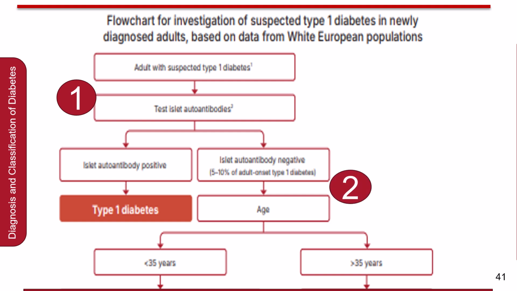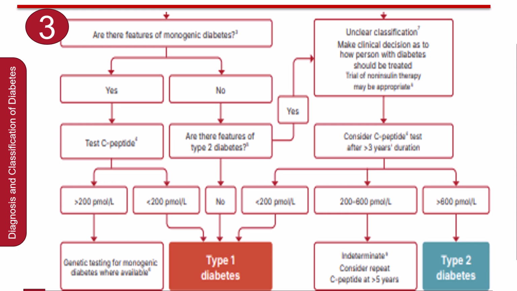Step 2. Consider age. If the individual is less than 35 years old, classify as type 1 diabetes. If the individual is older than 35 years, continue evaluation. Step 3. Evaluate for characteristics of monogenic diabetes. If monogenic diabetes characteristics are present, conduct genetic testing for monogenic diabetes where available. If monogenic diabetes characteristics are not present, proceed to further evaluation.